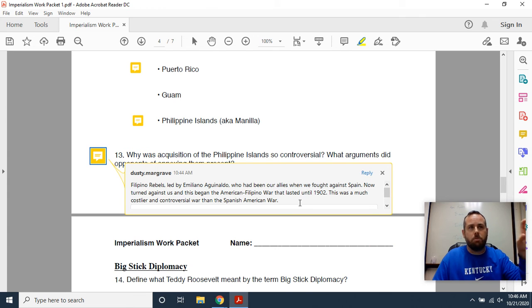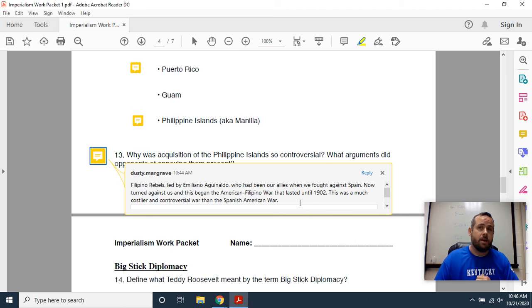We very bloodily suppressed this Filipino rebellion. We used torture tactics like waterboarding to bring the Philippine Islands into submission. And we essentially forced the Philippines to be an American territory for the next 40 plus years. The American-Filipino War was also much costlier in terms of money and American lives.